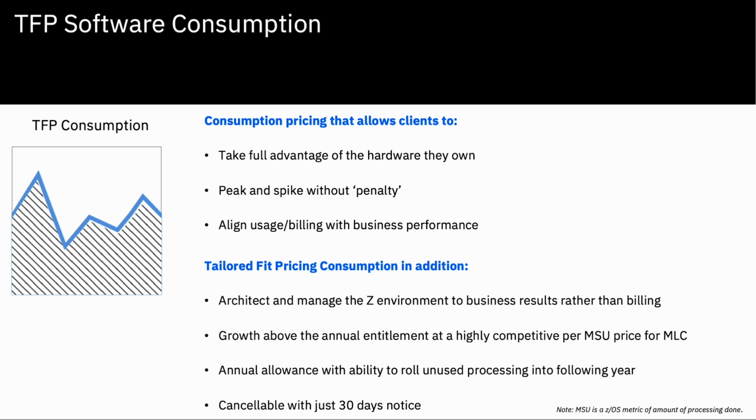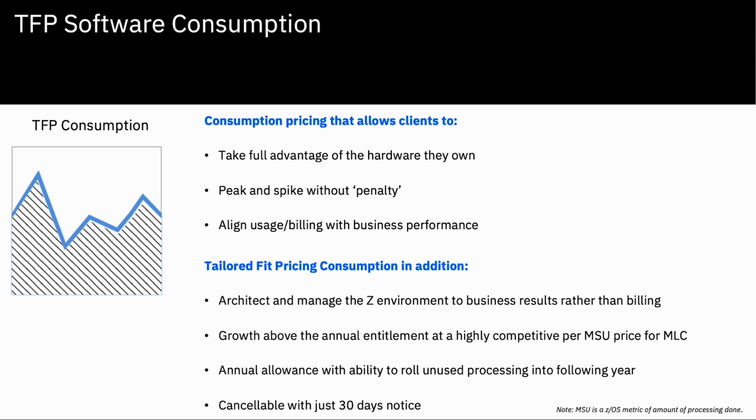So with tailor-fit pricing consumption, now our clients can take full advantage of the hardware that they own. There's no more capping. Capping was a typical practice that all of our mainframe customers had. And this was based on the fact that they wanted to limit the billing or the charges for their consumption. And of course, this limited their flexibility. Peaks and spikes were seen as a penalty. And this is exactly the opposite of what we want to do, right? We want customers to peak, to spike, to grow. So we had to remove that penalty.